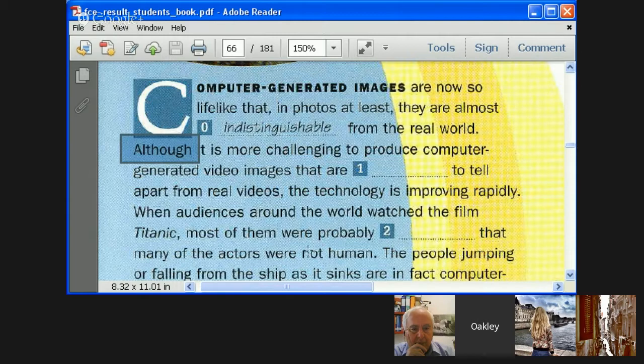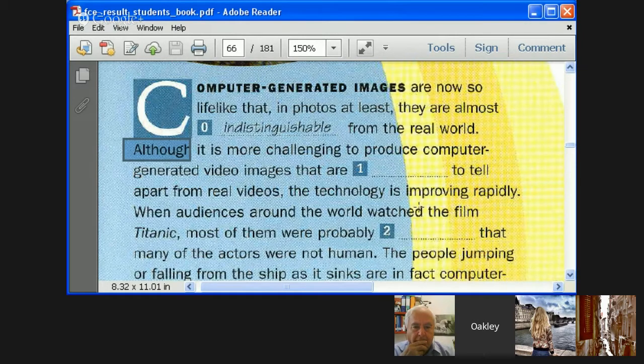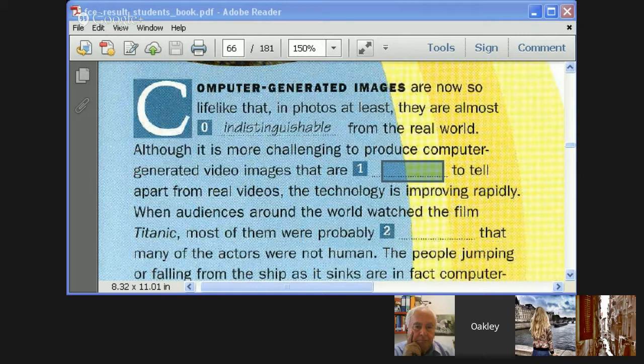And off we go. Senia, from Although. Although it is more challenging to produce computer-generated video images that are to tell apart from real videos, and technology is improving rapidly. Okay, your root word to fill in the blank is possible. Impossible, yes, that's it. Impossible.